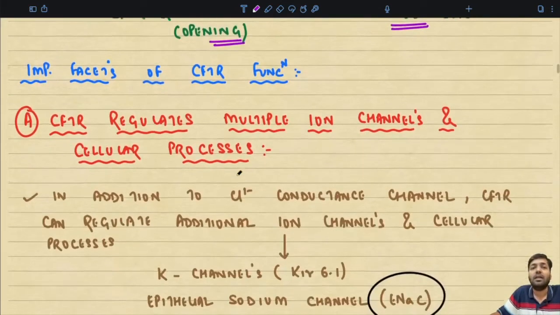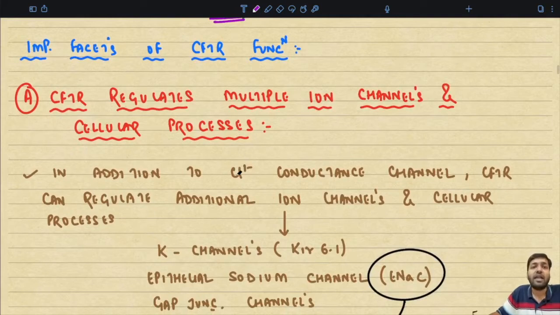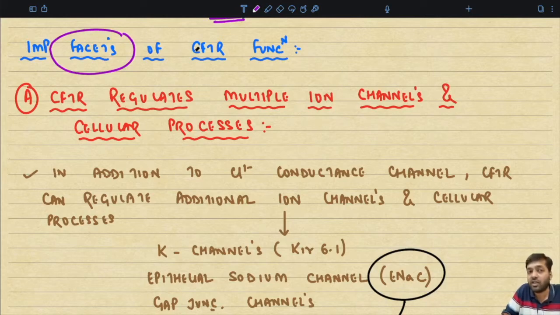Okay. Now we are going to understand the etiopathogenesis of cystic fibrosis, and the only way to understand it is that there are certain, very important facets of CFTR function. Let us try and understand, and understanding of this part is very important for understanding the etiopathogenesis of cystic fibrosis.